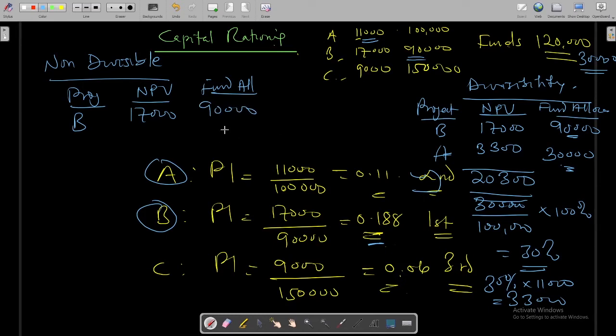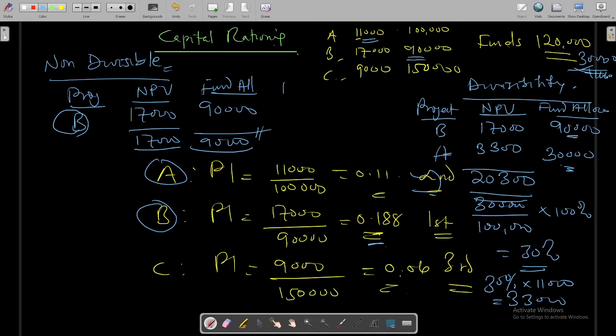Now, since the projects are not divisible, there is 30,000 left, but we cannot undertake any other project because the projects are indivisible. Therefore, a proportion of any project cannot be undertaken. Therefore, the only project we are going to undertake is project B, and the total NPV was 17,000 with initial funds of 90,000. That is all.